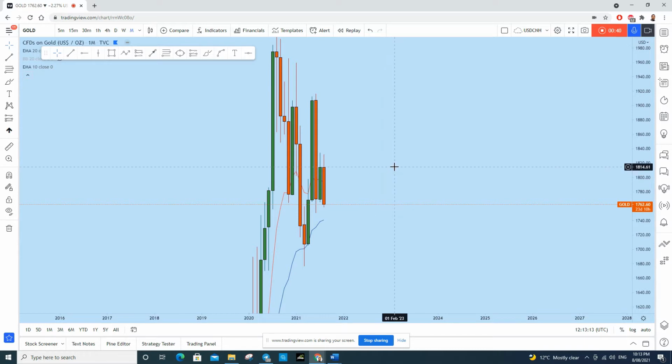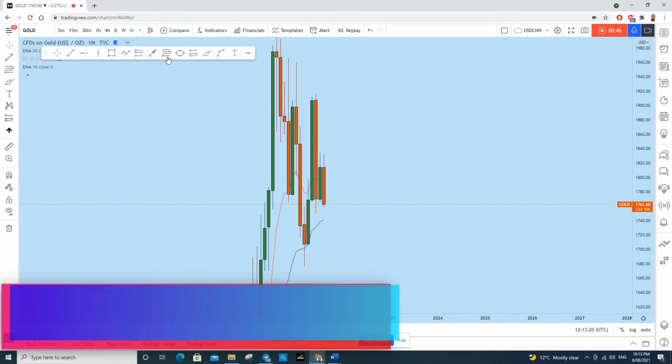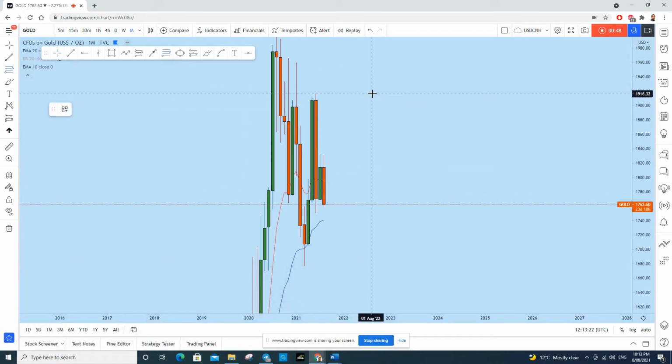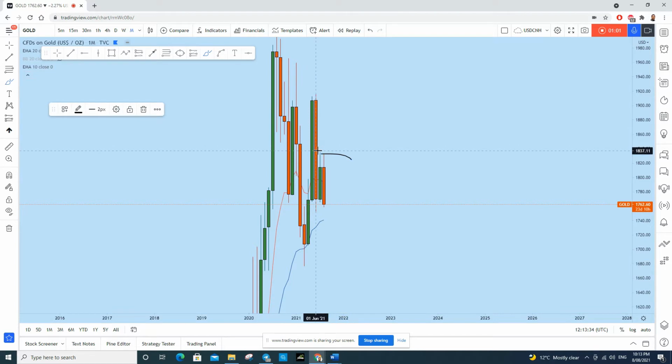So now what we see is that gold has returned to the bottom. On the monthly, let's see again that Fibonacci level. If you take this move from the high to the low, what we see is that gold has rejected from the 50% Fibonacci level on the monthly, creating a lower high. So we can expect this level to hold.